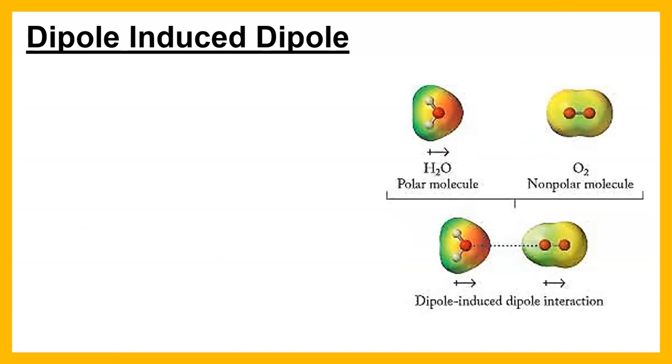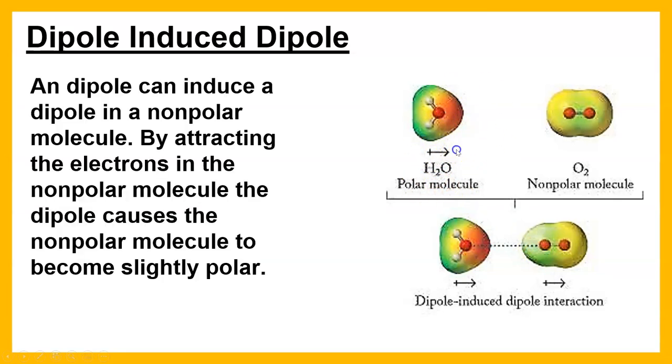Dipole-induced dipole is when you have a dipole moment, right? You have your polar molecule attracting the electrons in something that's nonpolar, which causes it to have a little bit of a dipole when it normally wouldn't. Now, this would not be as strong as an ion-induced dipole, would it? But it is strong enough to change how things behave.